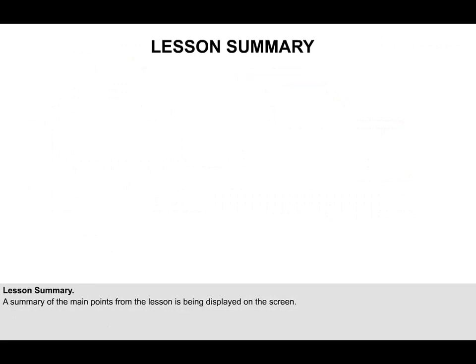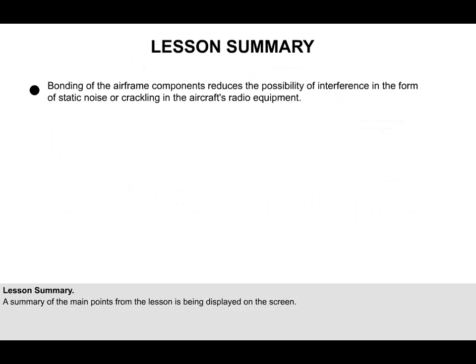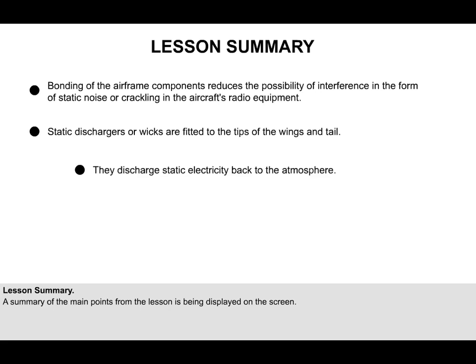That is the end of the lesson. The important points to remember are that bonding of the airframe components reduces the possibility of interference in the form of static noise or crackling in the aircraft's radio equipment, and that static dischargers or wicks fitted to the tips of the wings and tail discharge static electricity back to the atmosphere, thus reducing the possibility of static interference in the aircraft's radio equipment.